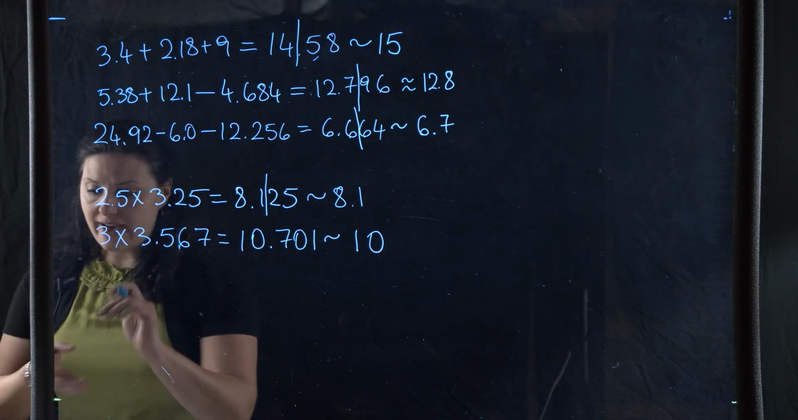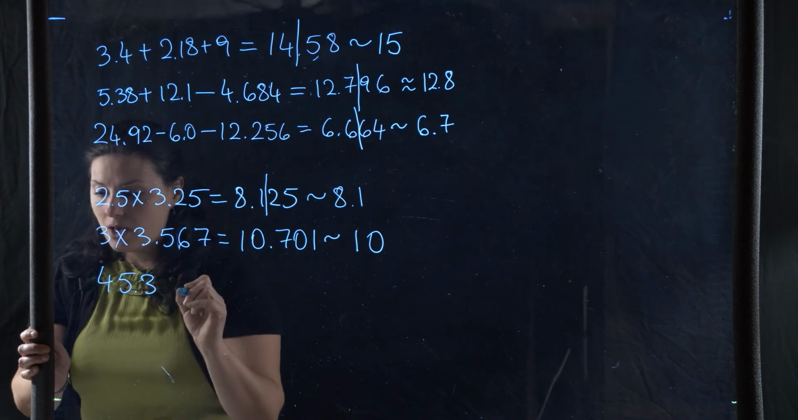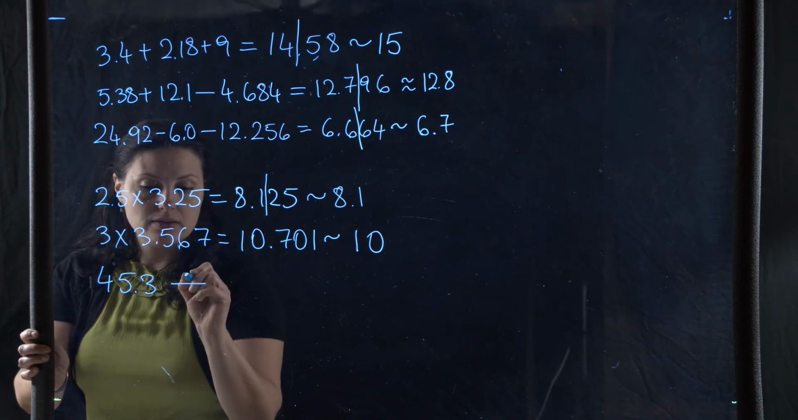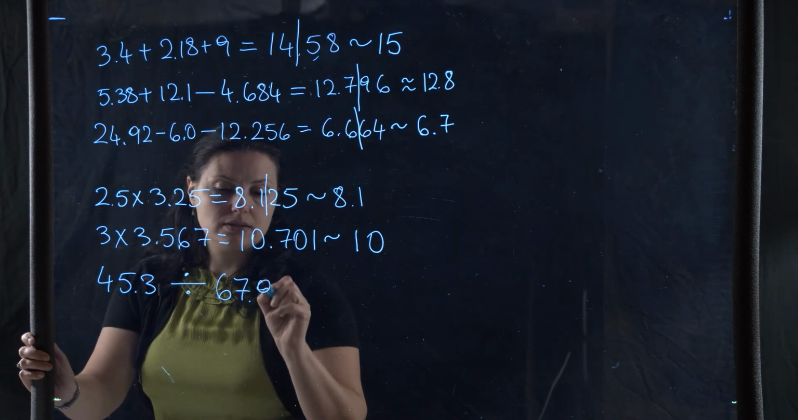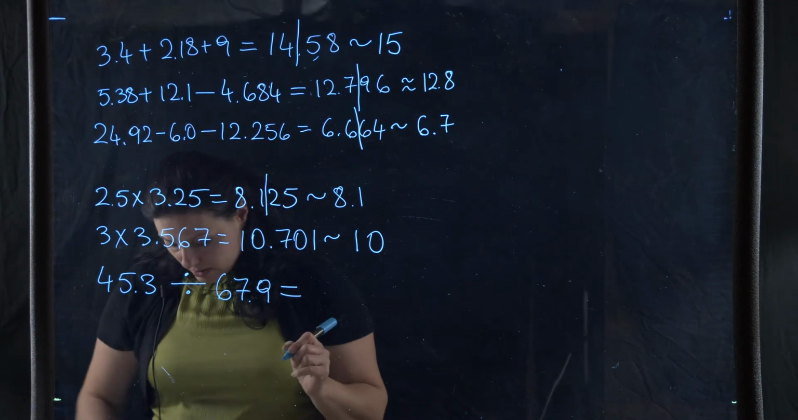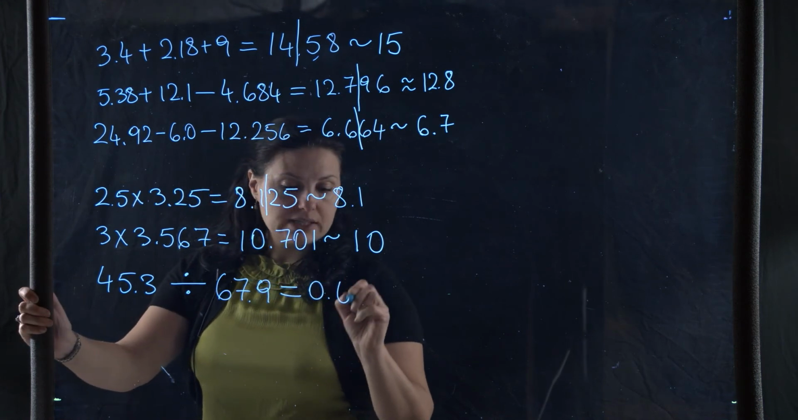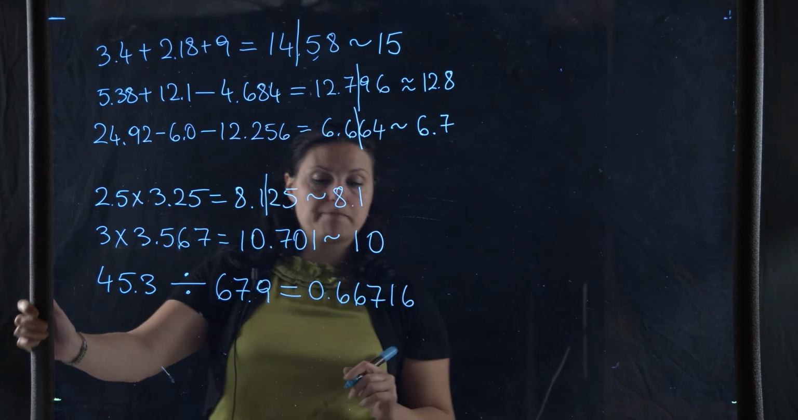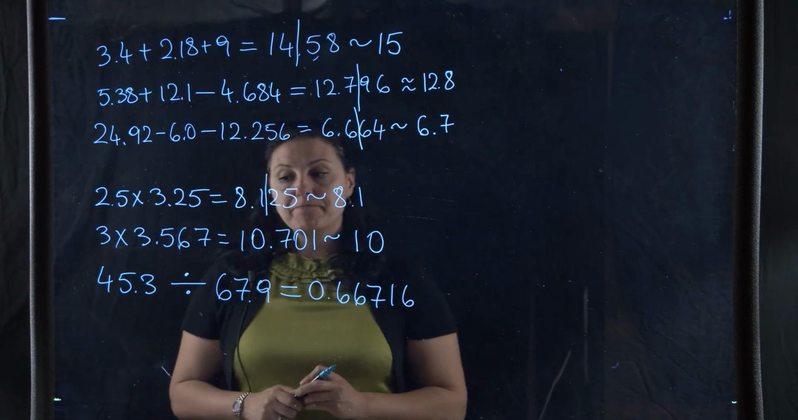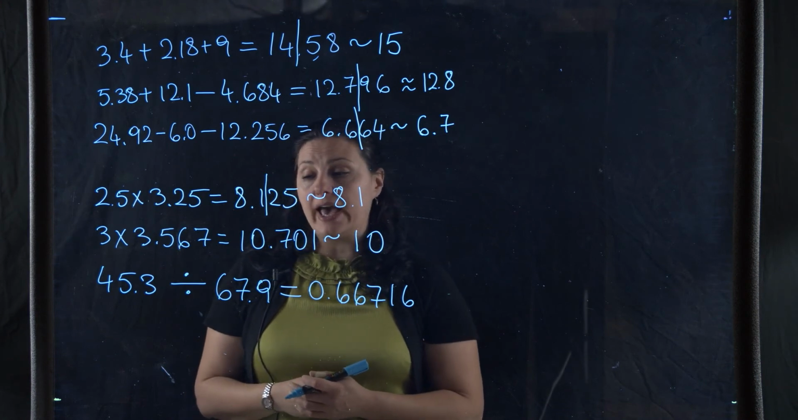I have 45.3 divided by 67.9. And if you do this, you should get 0.66716, something like that. Okay, so let's figure out how many digits my answer should have.